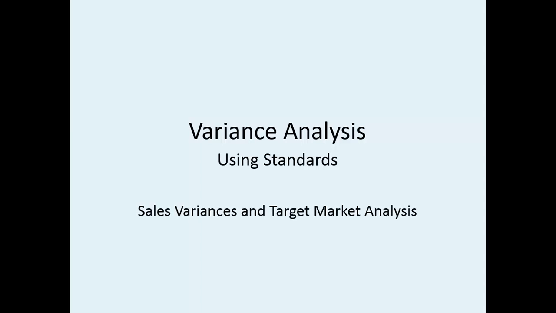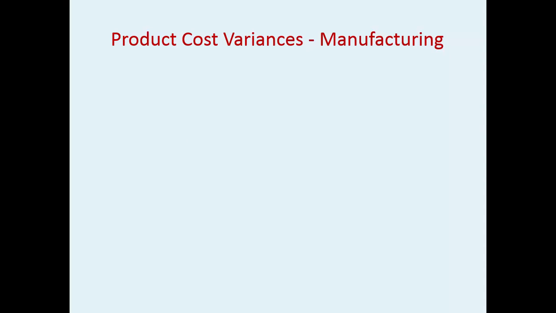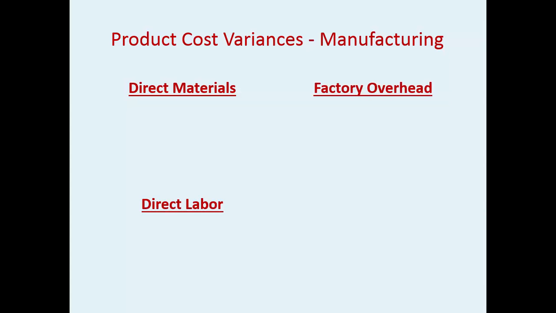One of the many ways to use variance analysis is when we're looking at sales variances and doing a target market analysis. So we're focusing on flexible budget variances. So product cost variances from manufacturing, you can have direct materials variances, labor variances, overhead variances. When we're focusing on direct materials, that's usually a two-way analysis. You see the total price variance, or the total variance for direct materials, and the two components could be a price variance and an efficiency variance.